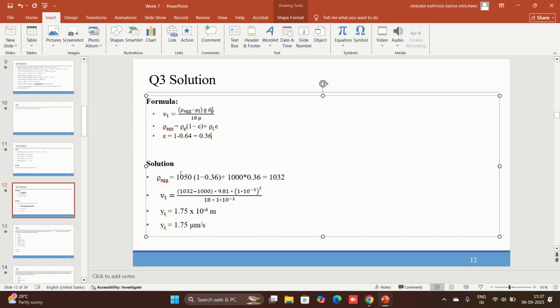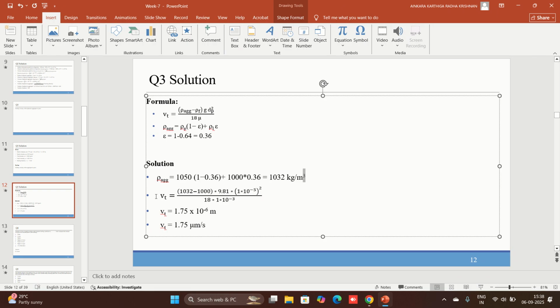Now we substitute everything back into the formula: 1050 into (1 minus 0.36) plus 1000 into 0.36. Sorry, it is 1050 into 0.64. That gives us 1032, and the unit is kg per meter cube.